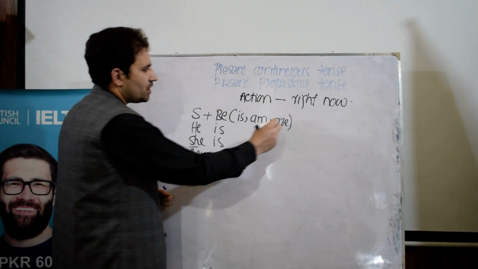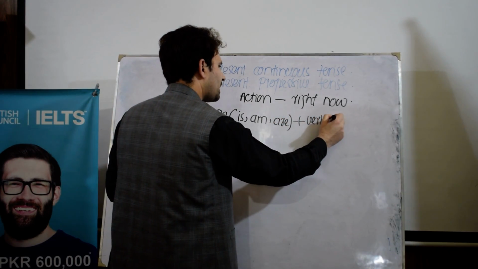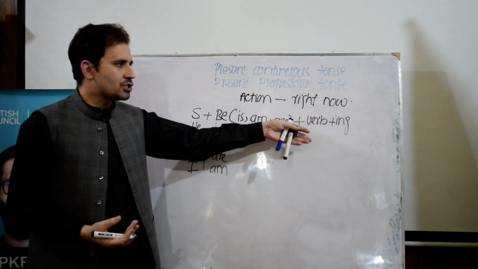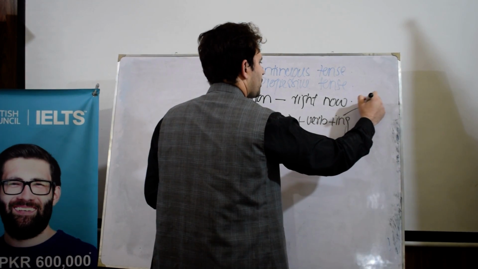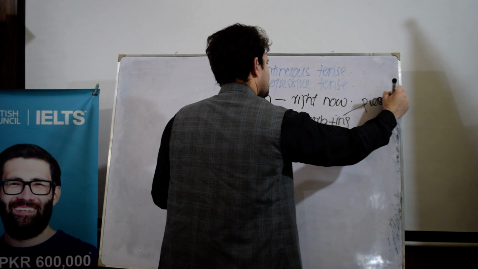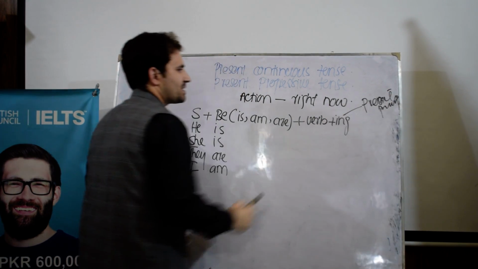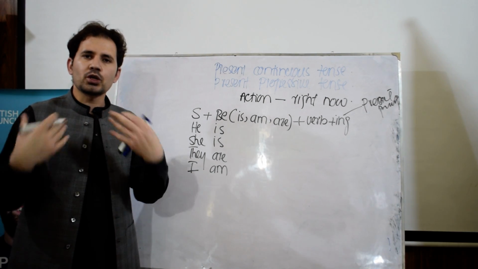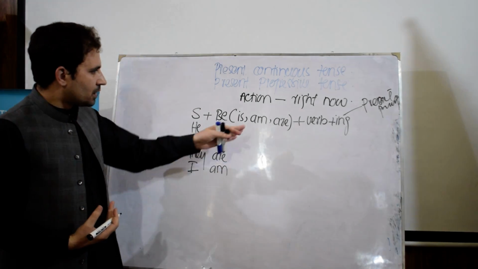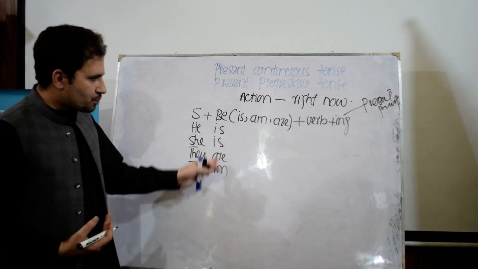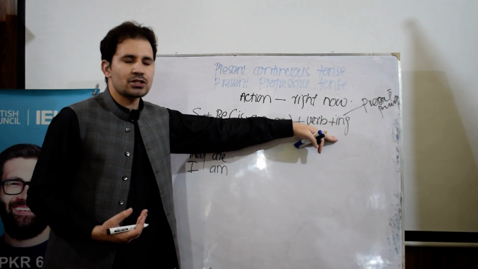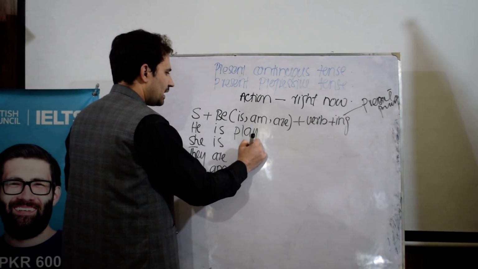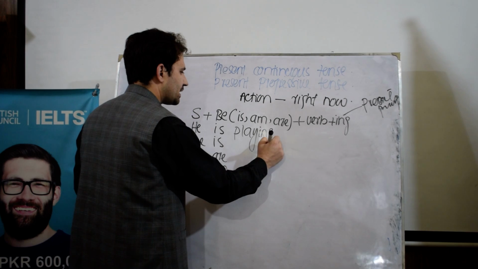After be verbs, we use verb plus ing, or you can call it present participle. Verb plus ing, we can also call it present participle form of the verb. Whenever you have verb plus ing, we call it present participle form of the verb. So after subject, we use be verb, and after be verb, we add verb plus ing. For example, if I say play, after play, I need to put ing: playing.